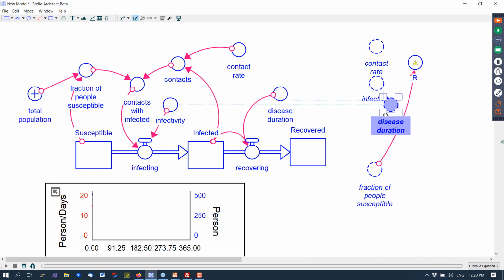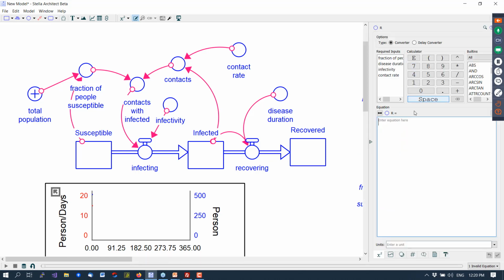Sorry. Wrong. Alt key. So it's the fraction of people. Let me actually do it in the right order. So it's effectively the contact rate times the infectivity times the disease duration times the fraction of people who are susceptible. And hopefully I can suggest units for that.